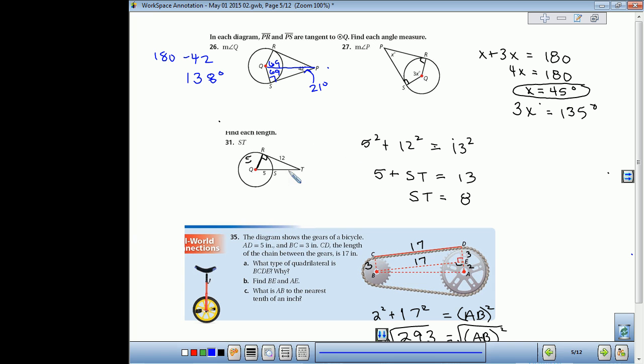On number 31, we were asked to find the measure of ST. It gives us this radius here is 5. Well, if that radius is 5, then this one is also 5. And if I draw this radius into a point of tangency, I know it's a right triangle. So this has to be a 5, 12, 13. So if this little part is 5, what does ST have to be? That equals 13, so ST would have to be 8.